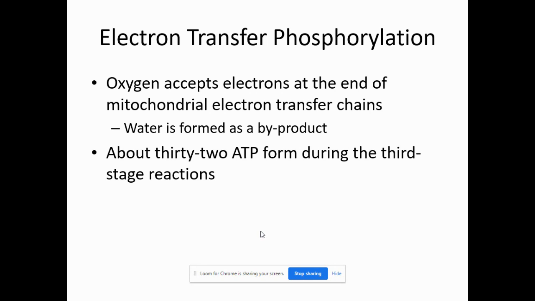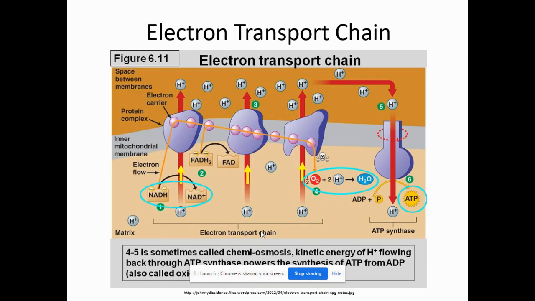Okay? All right, and when some of that oxygen accepts the final electrons, it will also bond with some of those hydrogen ions that are coming down their concentration gradient, and that's how you get water formed as a byproduct. But again, the majority of the ATP that's produced during cellular respiration occurs during this process, this third and final process.